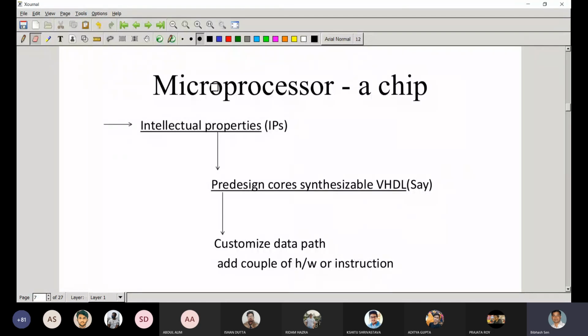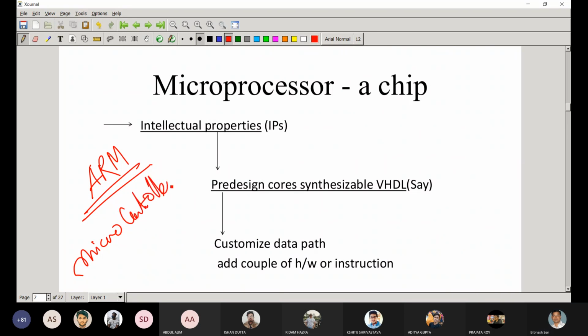That is also the best reason in the case of ARM. You will find Advanced RISC Machines company, ARM. They are very famous in the microcontroller domain. In the microcontroller domain, they are the leader.